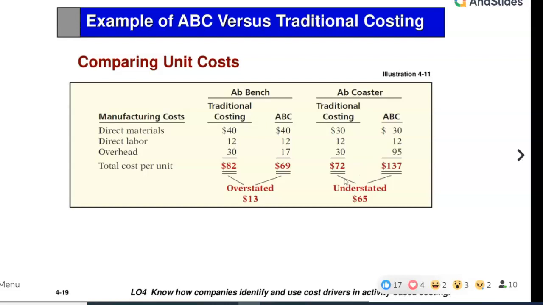For the coaster, I was going to be selling it at 144, remember, but it actually cost me 137 to produce. So a major, you see, this is what happens. The more complicated a product, the more undercosted it is. And that's the case here. So a major problem that's solved by activity-based costing.